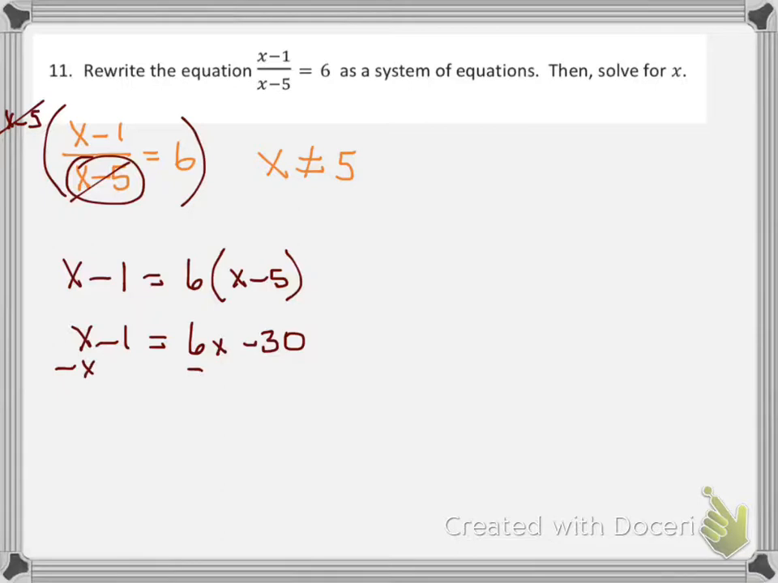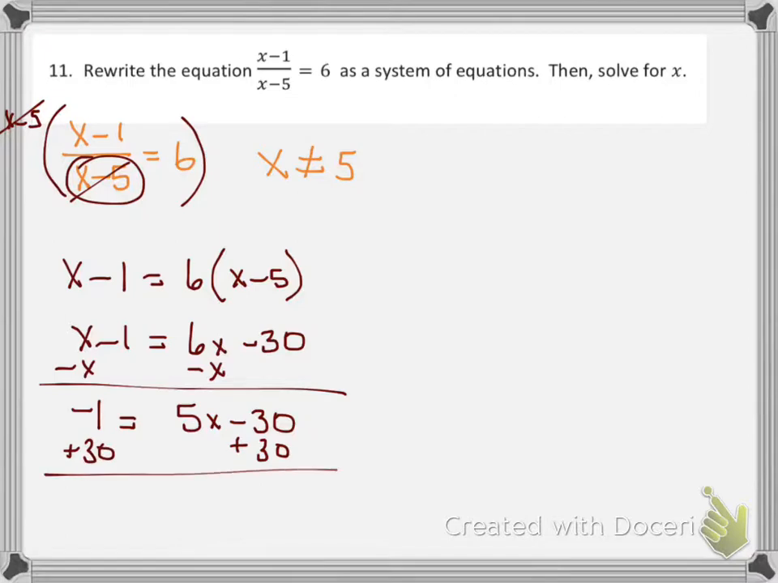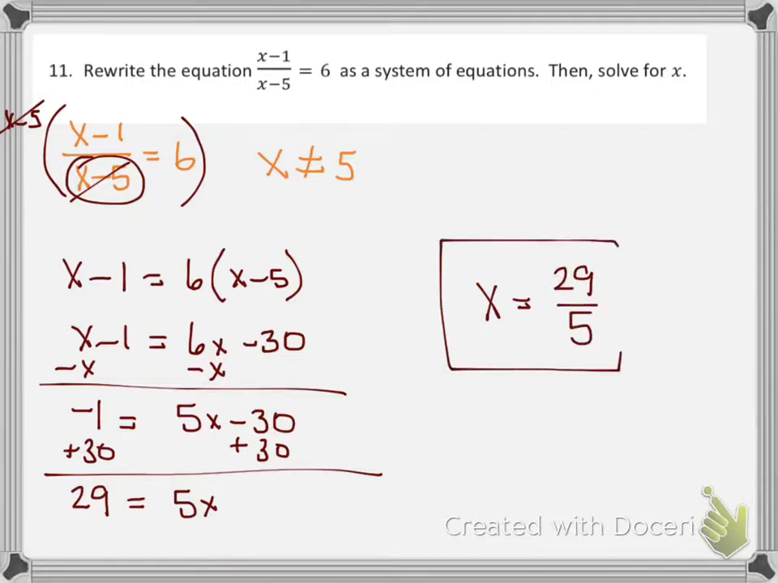Subtract x. We get negative 1 is equal to 5x minus 30. Add 30 to both sides. We get 29 is equal to 5x. And divide each side by 5. And we get x equals 29 fifths. 29 fifths is not 5, so it's a good answer.